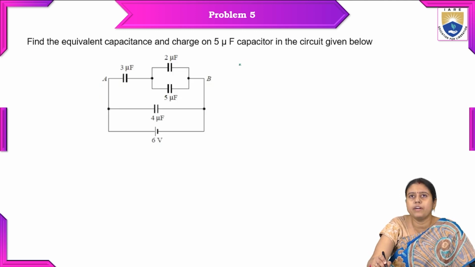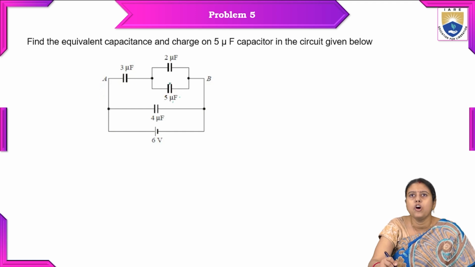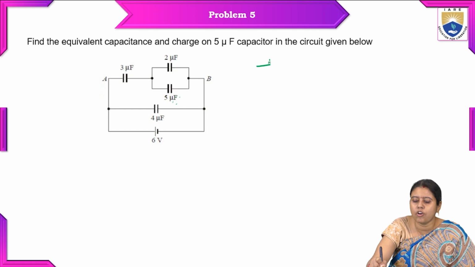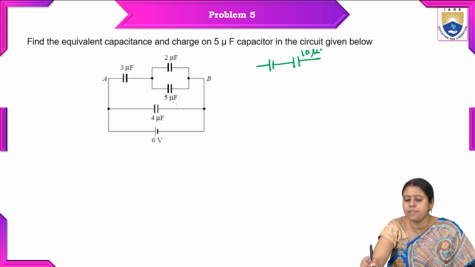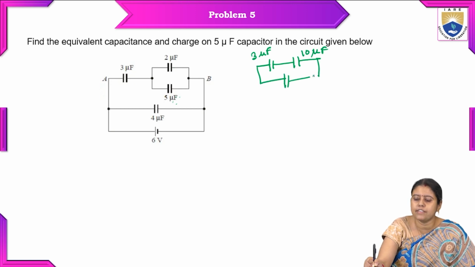Okay, problem number 6. Problem number 5 is to find the equivalent capacitance and the charge on the 5 microfarad capacitor. The 2 microfarad and 5 microfarad are both in parallel, so we can draw it. 2 and 5 are in parallel, which means this is 10 microfarad, and this is 3 microfarad, and with that 4 microfarad is connected.